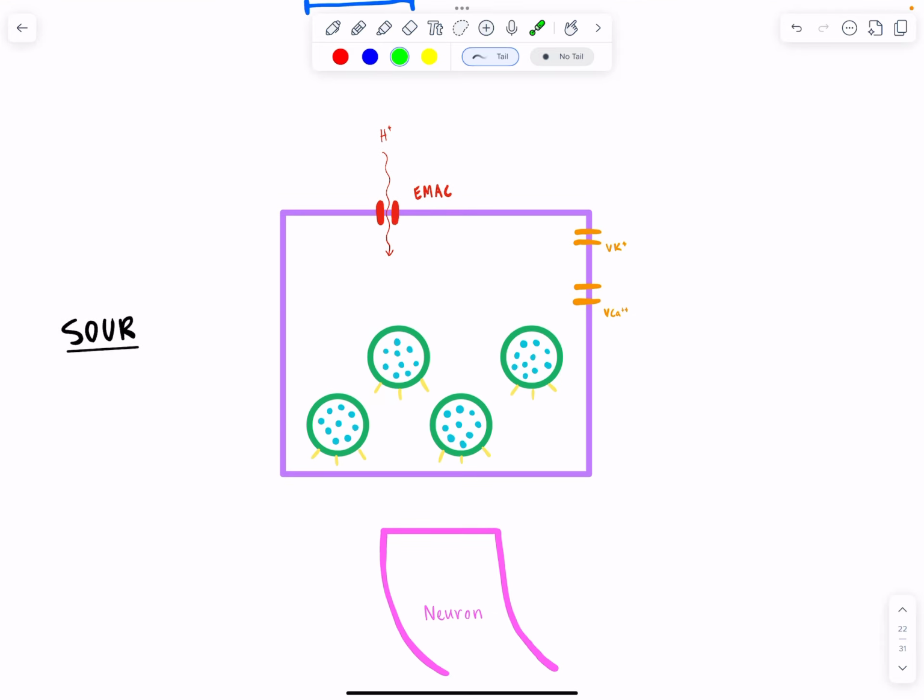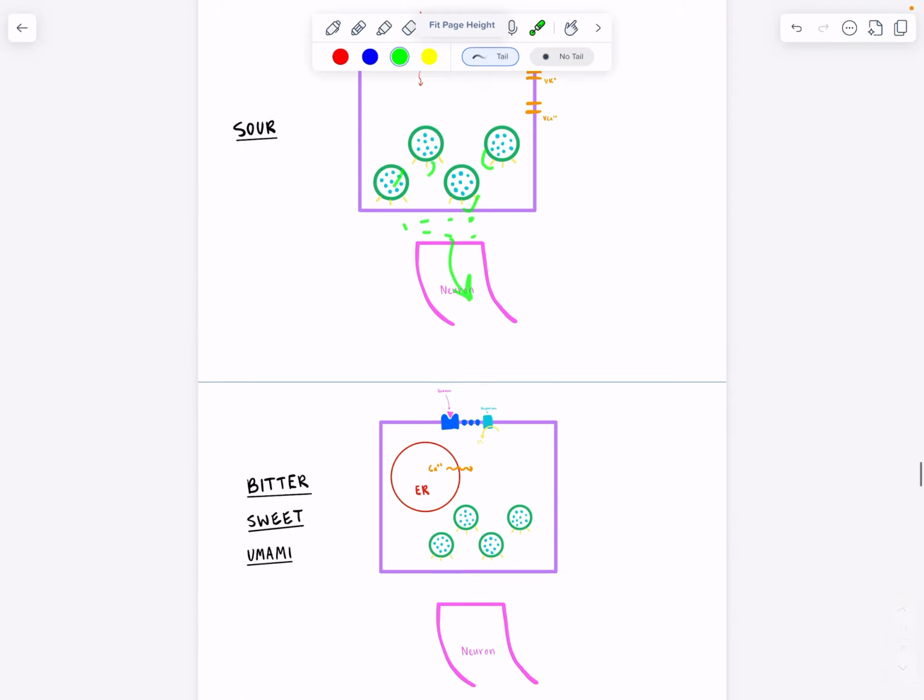With sour, it's the same thing, but this time the activator for sour is hydrogen. So again, it comes through. This time we have voltage-gated calcium and potassium channels that come in. The calcium binds to the snare proteins, releases neurotransmitter, and same thing, goes to the brain.